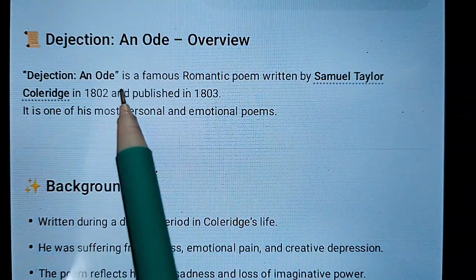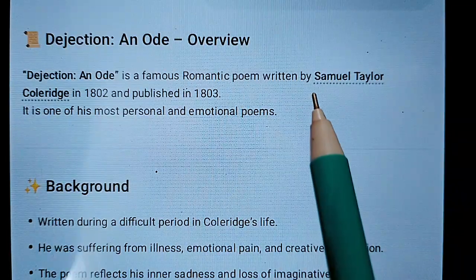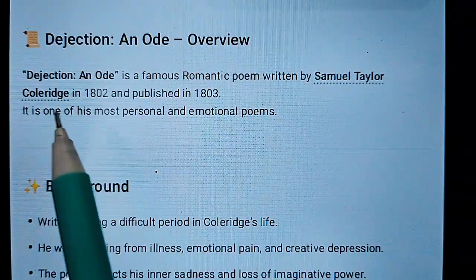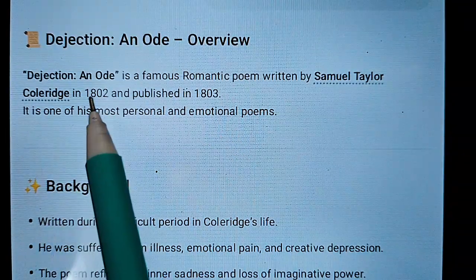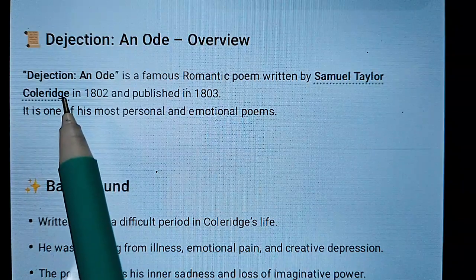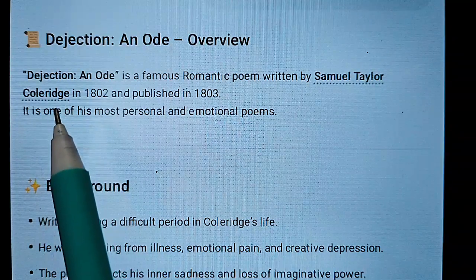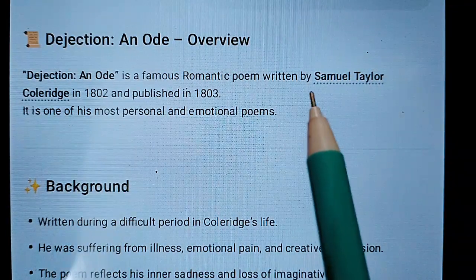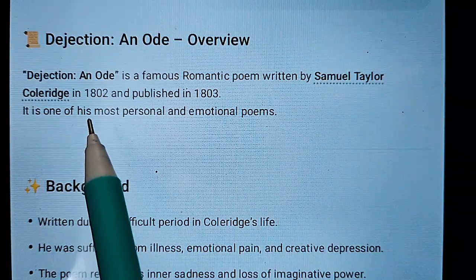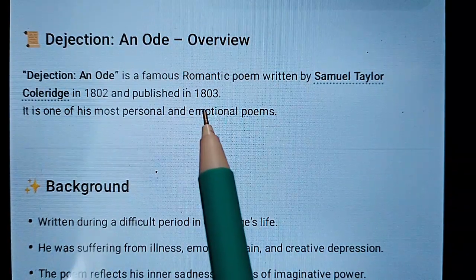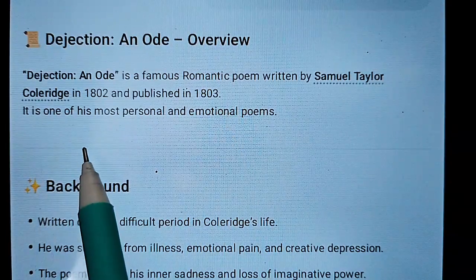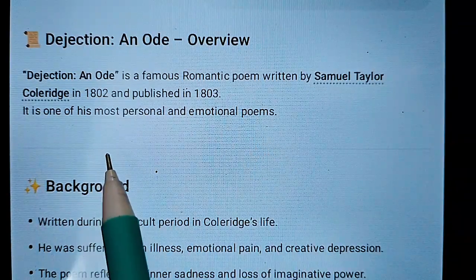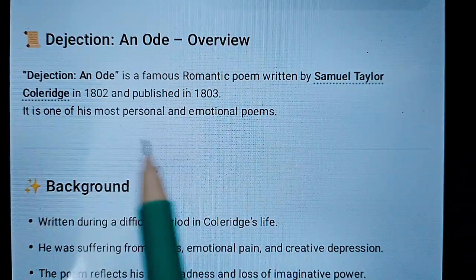Dejection: An Ode is a famous romantic poem written by Samuel Taylor Coleridge in 1802 and published in 1803. This is an ode. Dejection means depression or sadness. This is one of his most personal and emotional poems, and it is different from all his other poetry.